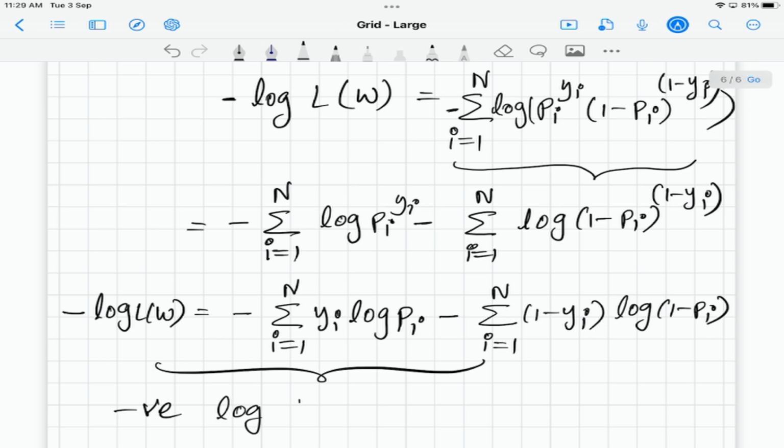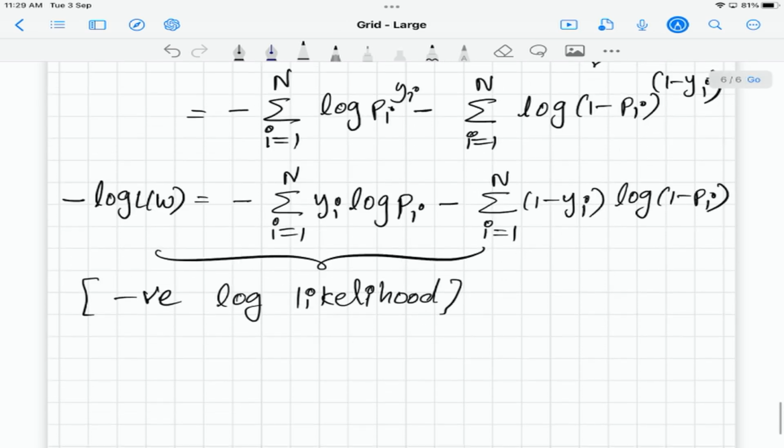Have you seen this equation anywhere? What is this equation? Is it entropy? It's binary cross entropy, right? So this is your binary cross entropy.